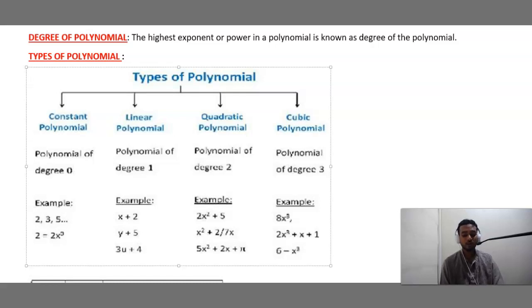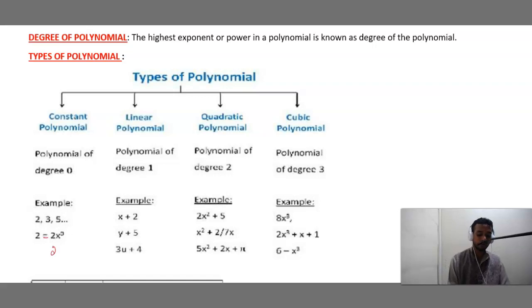Here also we can see 2x to the power of 0. x to the power 0 means 1. Anything to the power 0 is 1. Understood? So what happens? 2 into x to the power of 0, that is 2 into 1, so it becomes 2. So that's nothing but a constant polynomial.